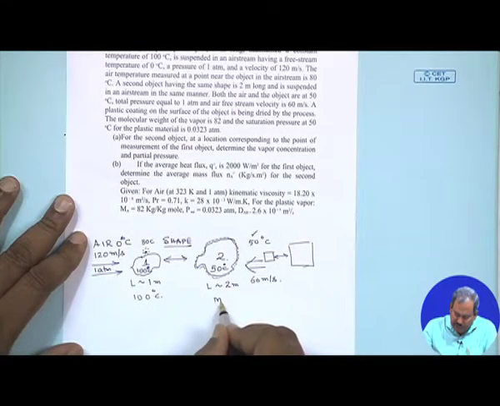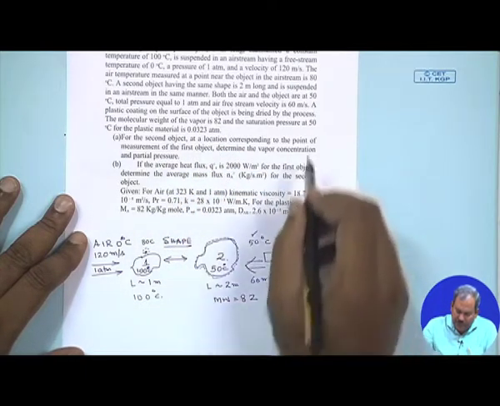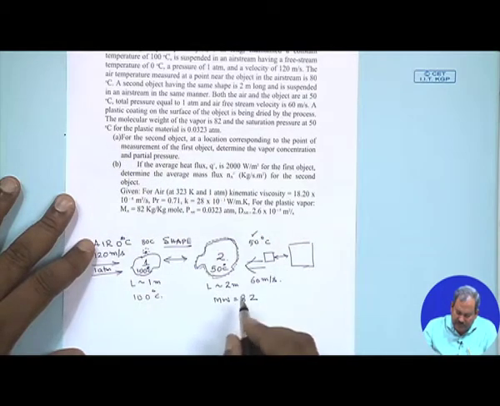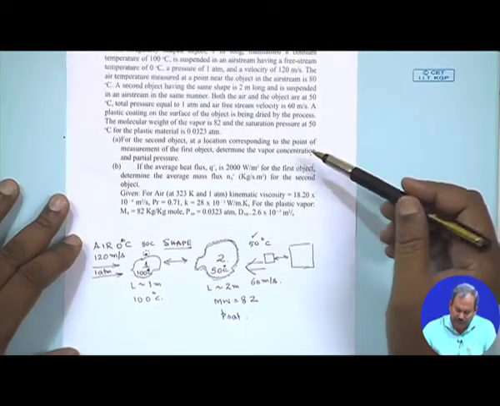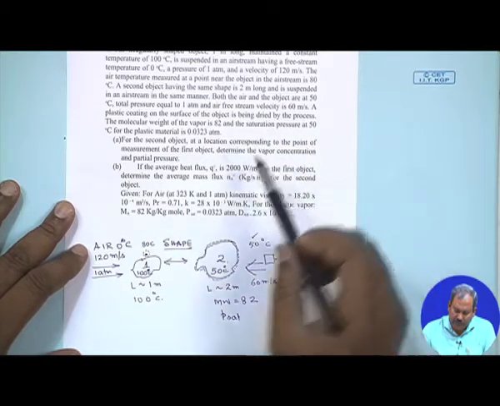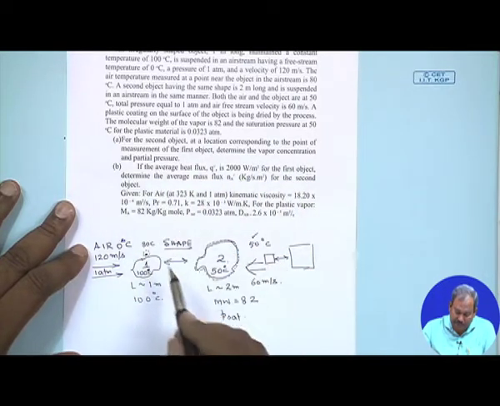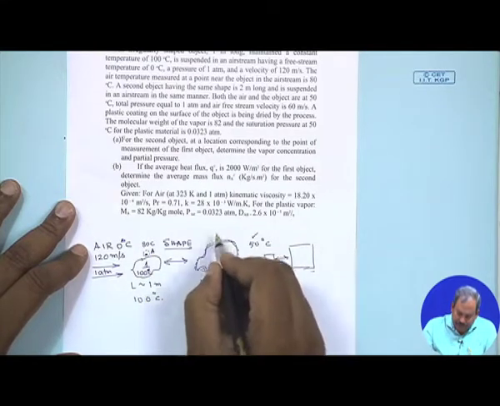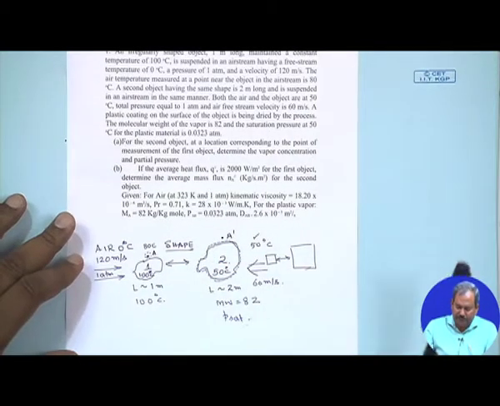The molecular weight of the vapor is 82. Saturation pressure is provided. Saturation pressure for the plastic material is provided. So, Psat is known to you, and what you have to do is tell, for the second object at a location corresponding to the point of measurement of the first object, the vapor concentration and partial pressure. So, if this is your location which I call A, there is a corresponding location over here which I call A prime.